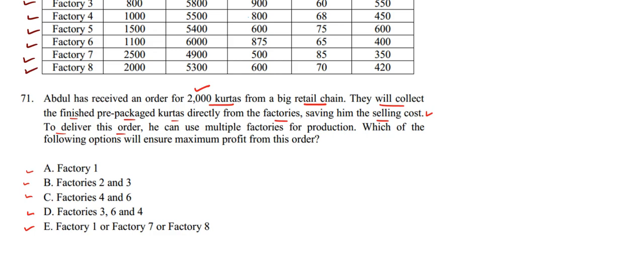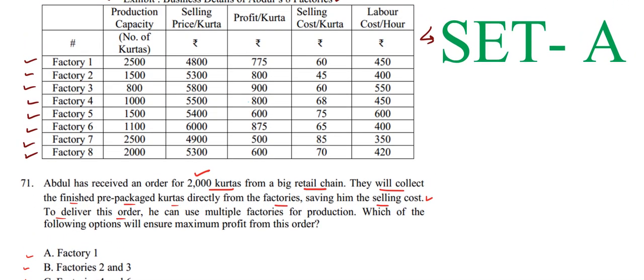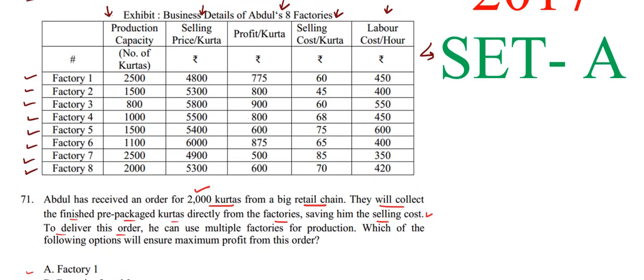So let's find the profit from each of the factories first. We have been given profit in this row, and we need to add the selling cost to the profit because Abdul need not pay for the selling cost, hence this part also is added to the profit. So from this we can find the profit of each one of them, where we can start with factory number 1. For factory 1 we have 775 profit plus 60, so the total will be 835. So his profit from factory 1 on one kurta is rupees 835.